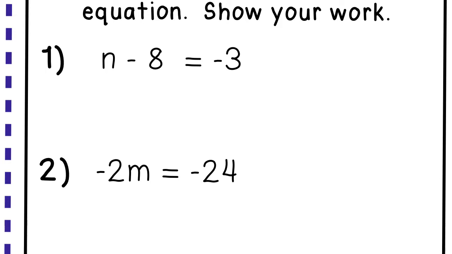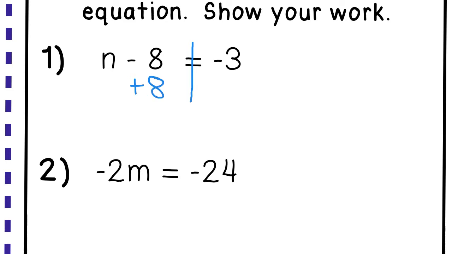Our first one is n minus 8 is equal to negative 3. As we do this, we want to be able to show all of our work as we go, because our goal on solving any equation is to find what the variable is equal to by undoing the operations around it. On our first one, n is being subtracted by 8. So in order to undo subtracting by 8, we're going to add the 8 in order to eliminate that.